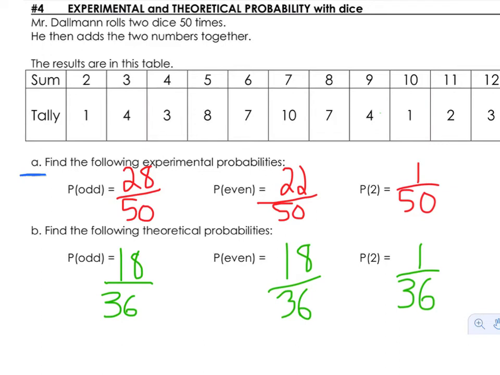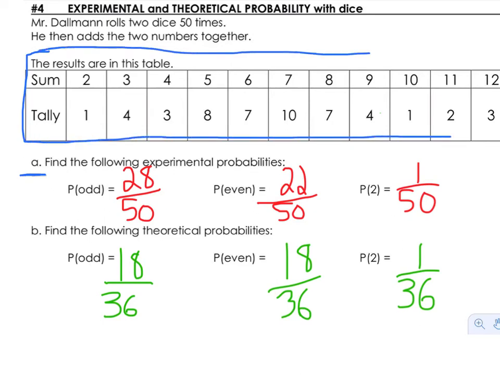When I see the word experimental, I'm going to look for only what they did in their experiment. So I'm looking only for what happened in the table. Now, according to the directions, Mr. Dahlman rolls 2 dice together 50 times. He's then going to add the 2 numbers together. So when he added the numbers together, here's obviously the combinations that he can get. Here is how many times he got those numbers when he rolled 2 dice and added the sums.